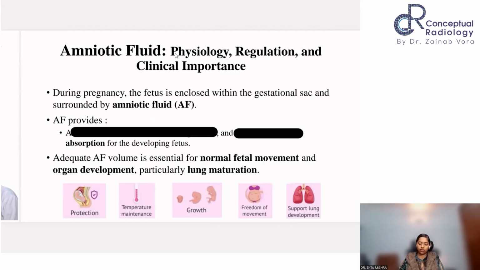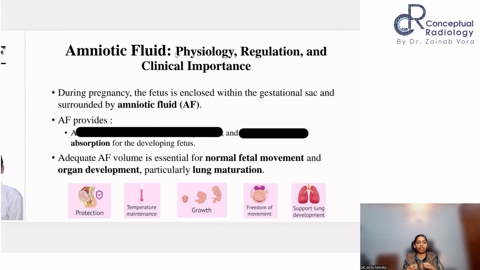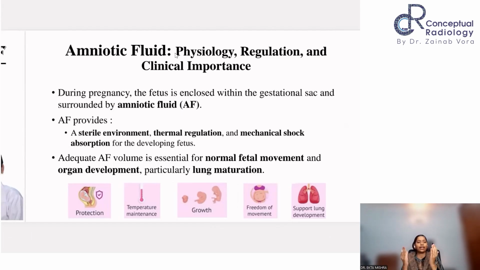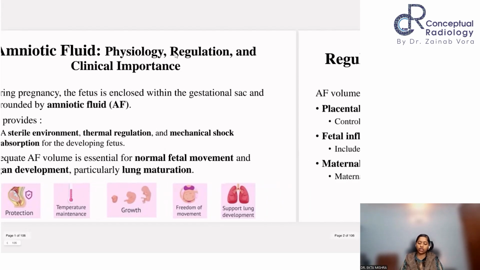Anyone? Very good. So fluid is very important from the perspective of giving space to the baby so that the baby moves. It helps the organs to grow, especially lung maturation. Moreover, it gives a sterile environment. There is thermal regulation and it acts as a shock absorption method. So there is a mechanical shock absorption by amniotic fluid. So these are the physiological roles.